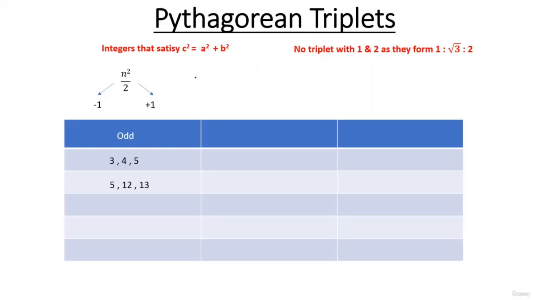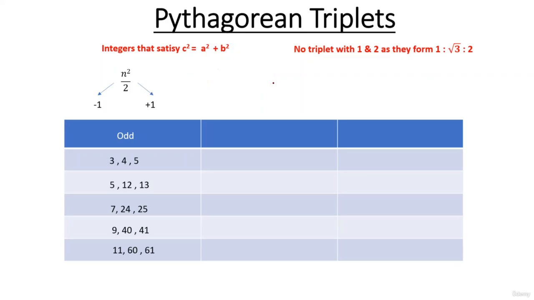Okay, same thing you can try with 7. 7 square is 49. 49 divided by 2 is 24.5. Before 24.5 comes 24, after comes 25. So 7, 24, 25 is the next triplet. Then next, after that 9, 40, 41, then 11, 60, 61. These are the triplets, and they keep on continuing as such. Then we go on to the even triplets.